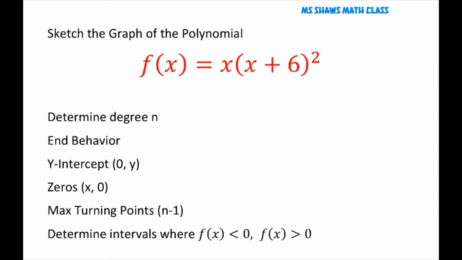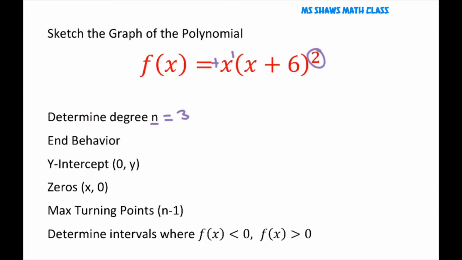Hi everyone, we're going to sketch the graph of this polynomial f of x and fill out some information first. First we're going to determine the degree n. Since this is not in standard form, we have x to the first power, and the other factor, if you expanded it, would give x squared. So just add those two multiplicities, and n equals 3.